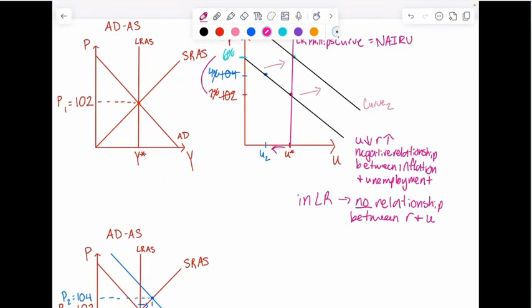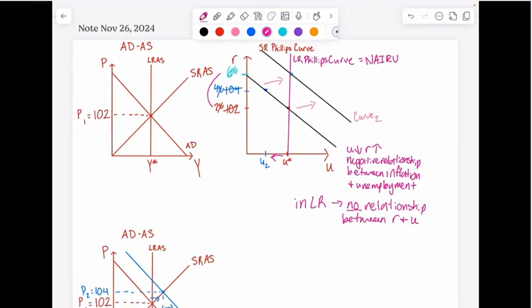And that basically sums up all of our inflation and unemployment things as in regards to the short run and long run Phillips curves. Thank you.